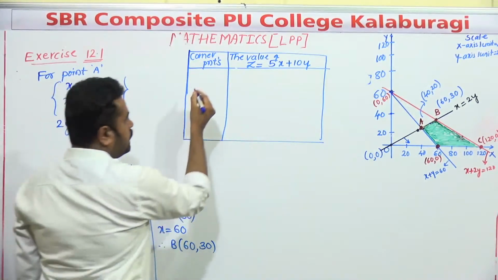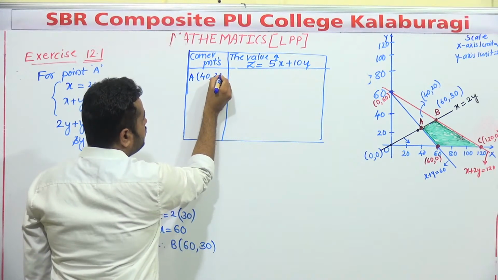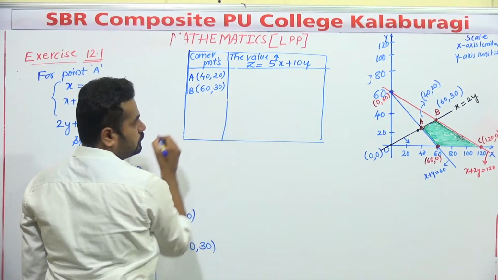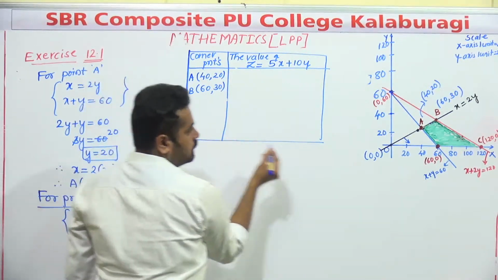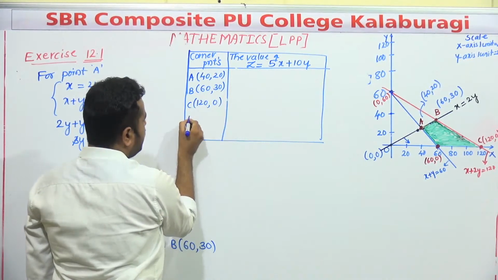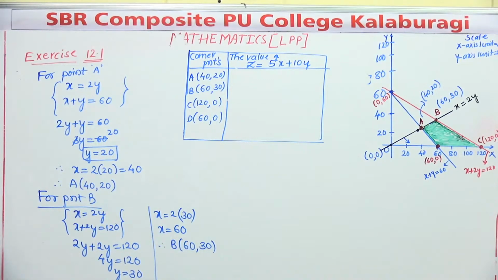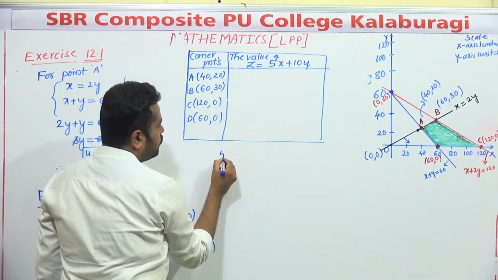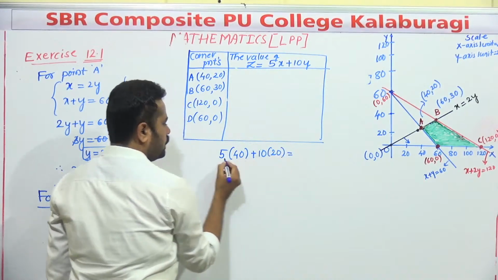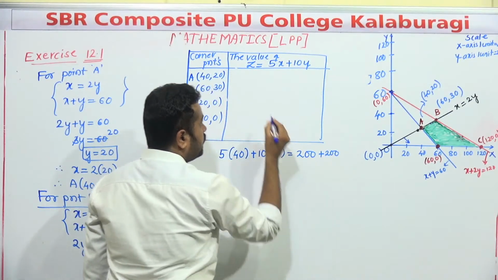And what are the corner points here? A is 40, 20, B is 60, 30, C is 120, 0, and D is 60, 0, and substitute these values. First, this is 5 into 40 plus 10 into 20 equal to, this is 5 into 40 is 200 plus this is also 200. We get 400 here.